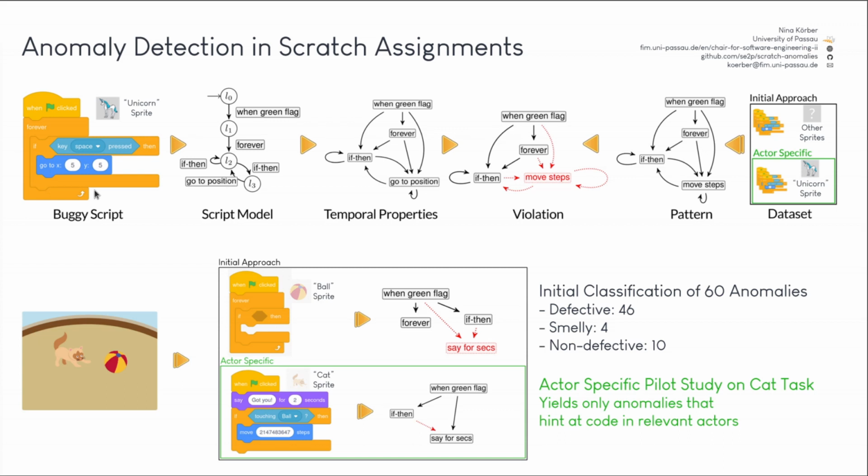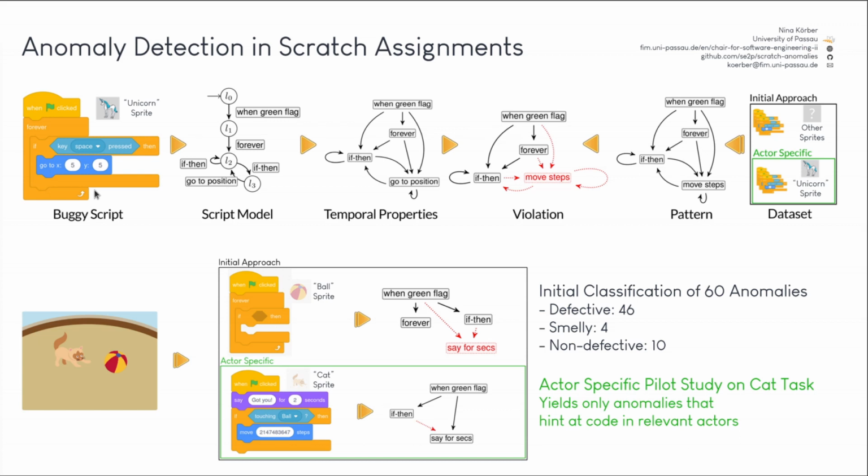The main idea of anomaly detection is to find patterns in the code that appear frequently. Rare deviations from these patterns, so-called violations, likely hint at bugs in the code. But how do we come from Scratch projects to patterns and violations? We need a representation of scripts that allows us to mine patterns.